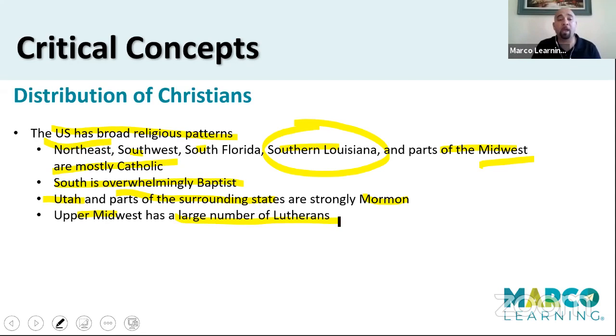Lastly, the upper Midwest has a large number of Lutherans, all right? And this comes back to the fact that they have a lot of people settled there from Northern Germany, from Sweden, from Norway. That also impacts their speech patterns, even the name of the football team. It's not a coincidence that people from Norway were one of the dominant ethnic groups in a place where the football team is called the Minnesota Vikings. All right. So again, all of these things tie together in terms of where they are settled here.